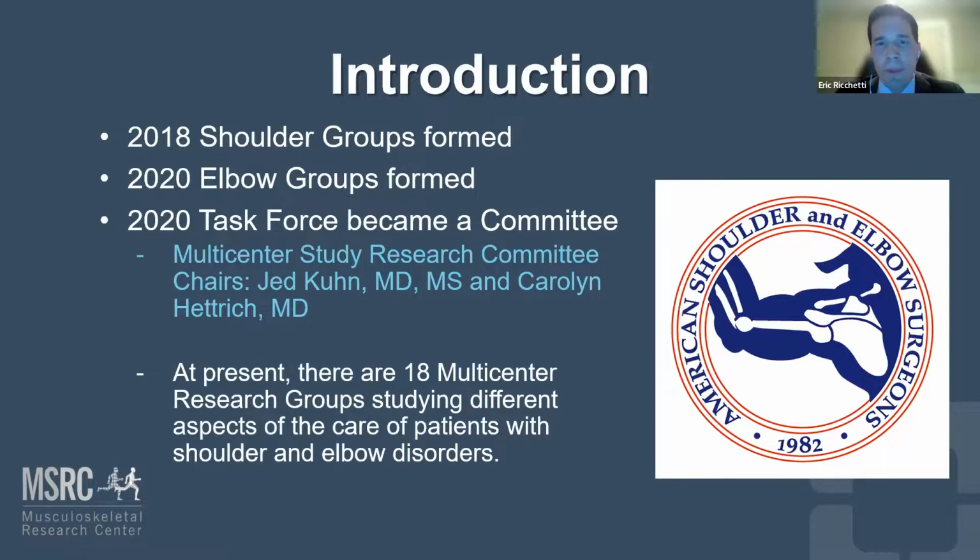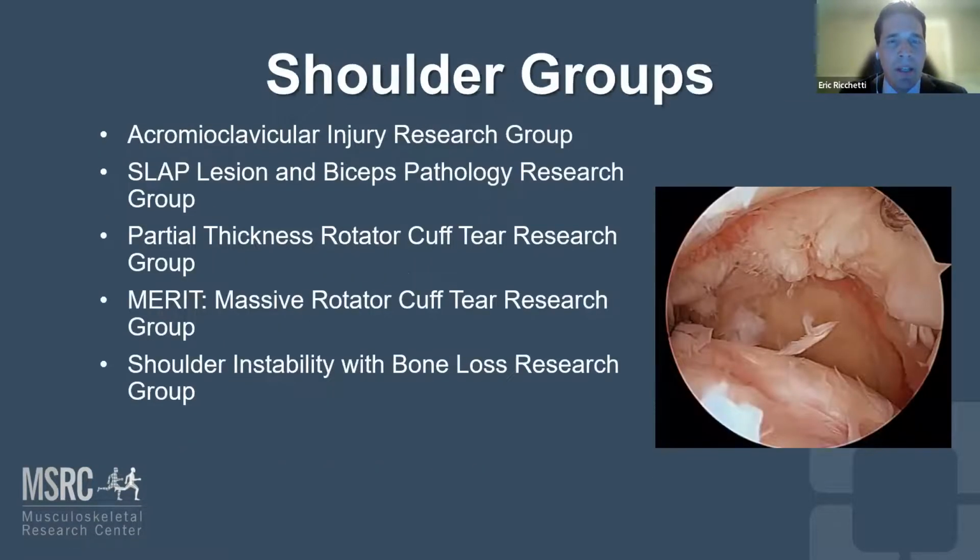At this point, there are now 18 multi-center research groups studying different aspects of shoulder and elbow disorders. I'm just going to highlight the different groups that are currently active. On the shoulder side, if we look at the soft tissue side, we have an acromioclavicular injury research group, a SLAP lesion and biceps pathology research group, a partial thickness rotator cuff tear research group, a massive rotator cuff tear research group, and a shoulder instability with bone loss research group.